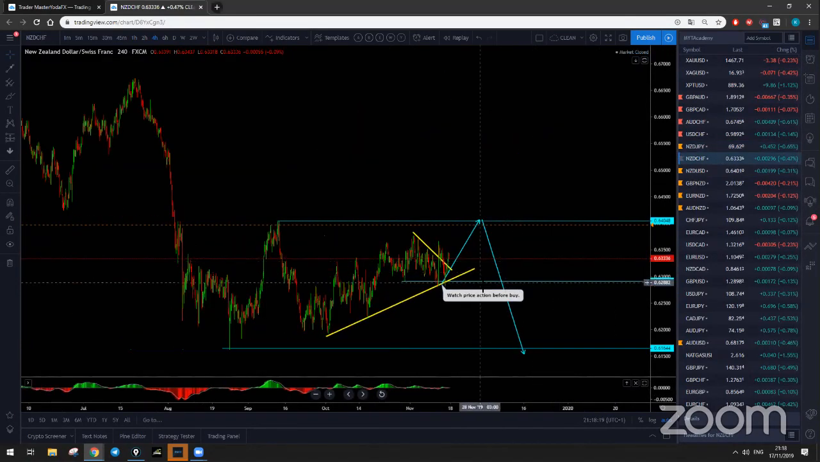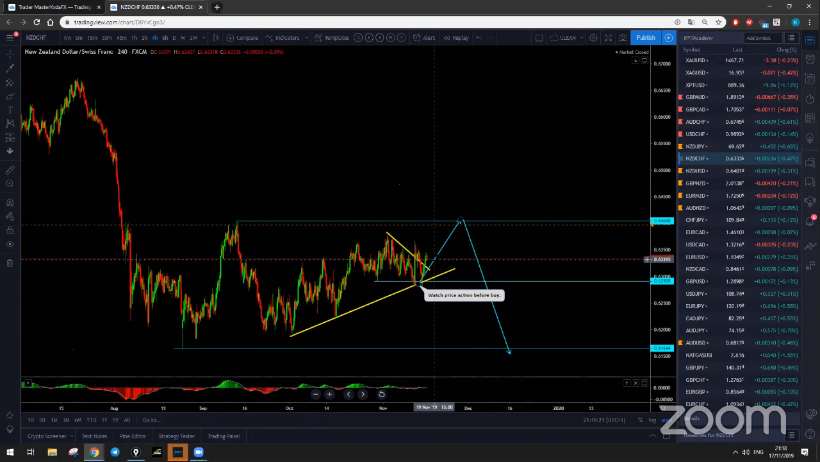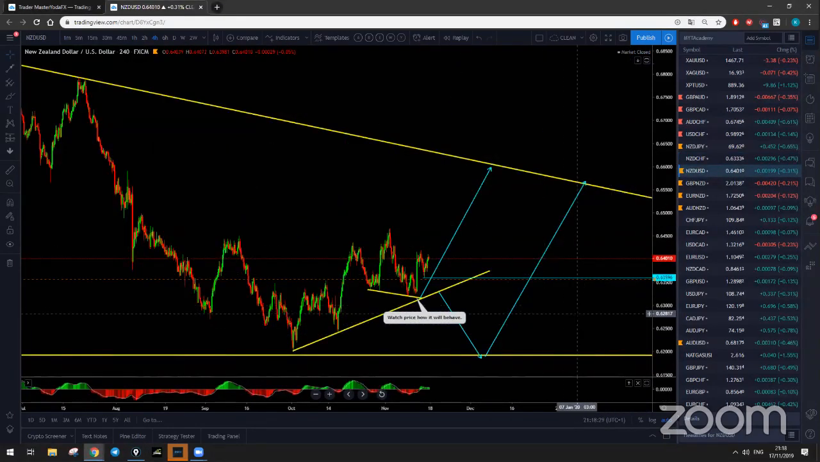Here's also New Zealand Swiss. It's pushing to the upside, and it will do the same as New Zealand yen: make a new high, and then it will drop. So stay away from those New Zealand pairs if you're not skilled enough.